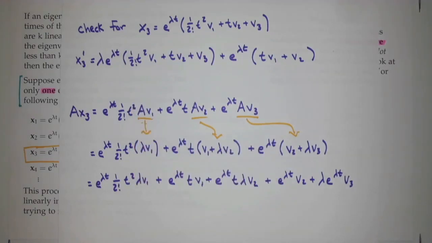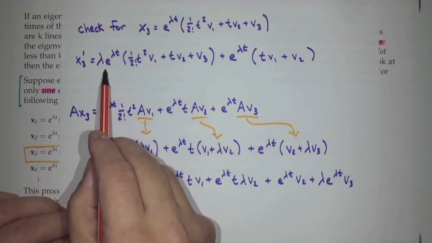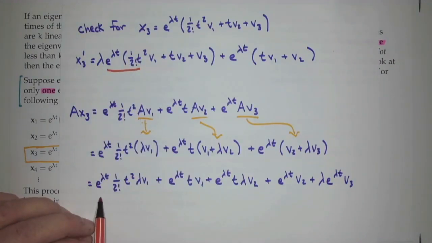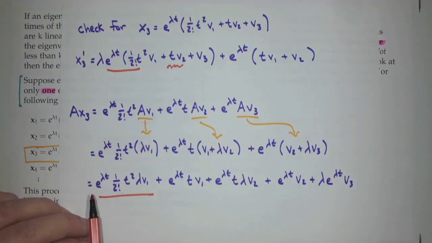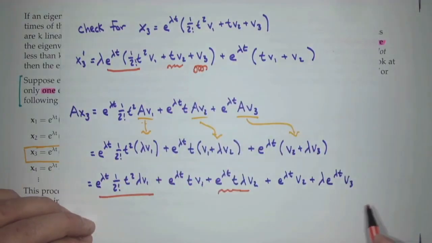And now we are going to do a quick matching game and say, do things line up? The last part here is I just expanded. Okay, well, let's see. The lambda e to the lambda t, 1/2 t squared v1, that's right there. The t v2 with the lambda, that's right there. And then the v3, that's right there.